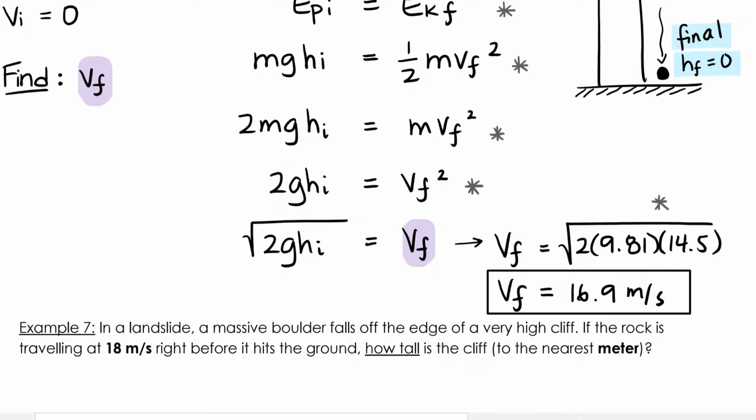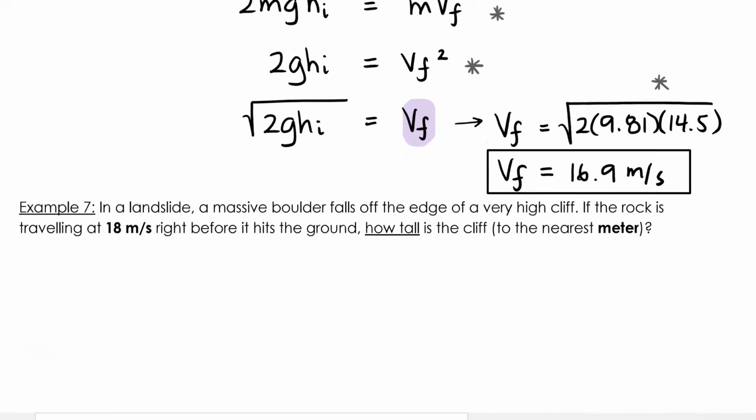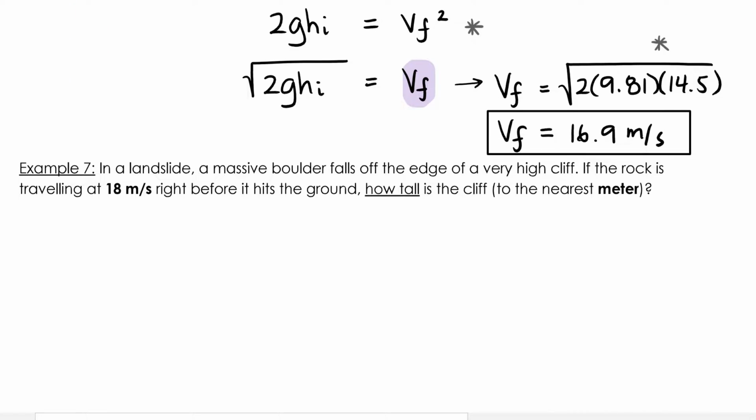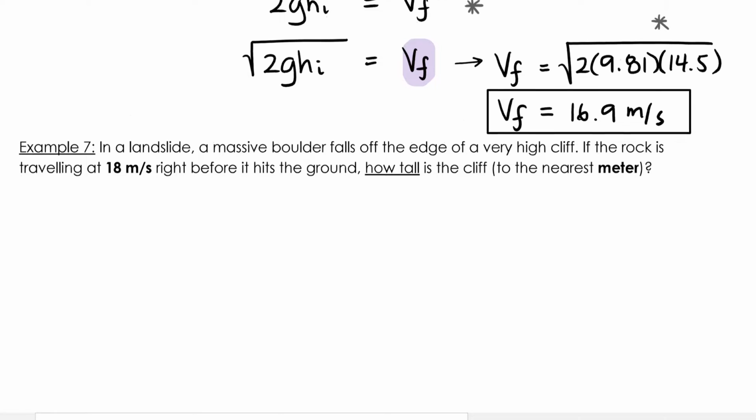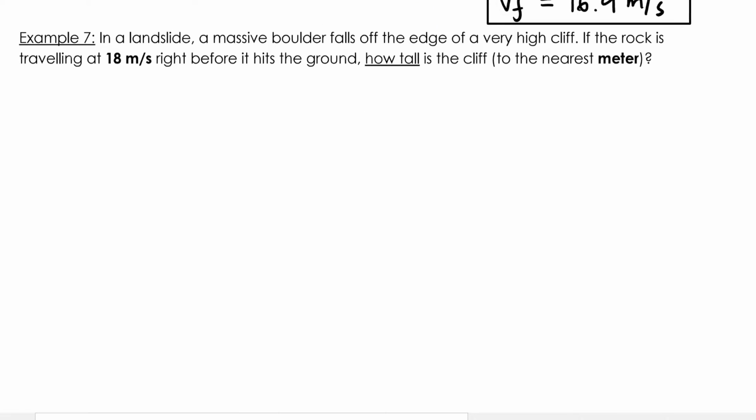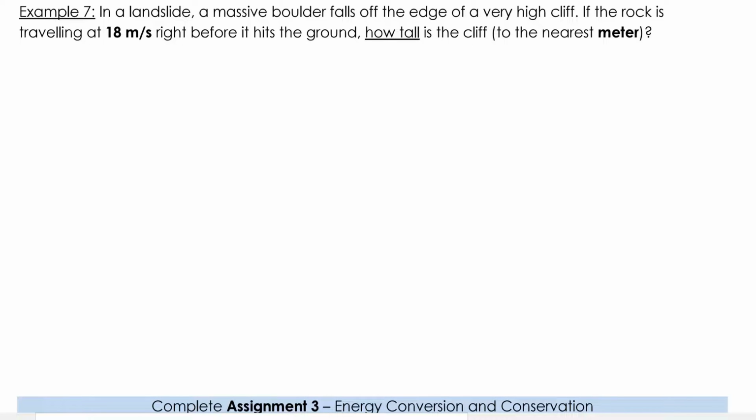Now example 7 is a little different because even though we have an object falling from a height, we're presented with different information and we're asked to find something new. How tall is the cliff that the boulder falls off of? If you feel confident, go ahead and try this question on your own. You know you got the answer right if you got 17 meters as the cliff height. If not, we're going to solve it together right now so that you can get more practice with the algebra and seeing how the algebra looks different when we have a problem of a different context.